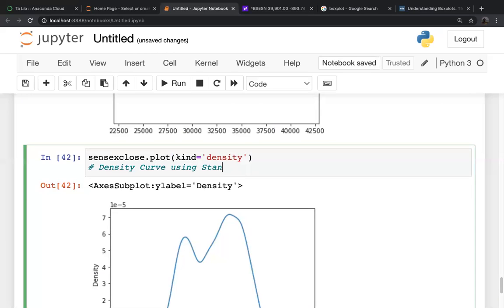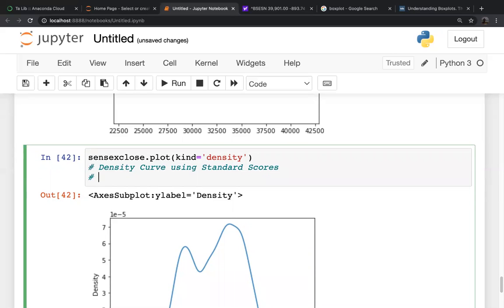Using standard scores, basically, it will tell you how close the data is to normal distribution or bell curve. How close is the data to normal distribution or bell curve? Density will tell you. See here, the plot is not clear, right? So this will tell us whether the data is close to normal distribution or not.